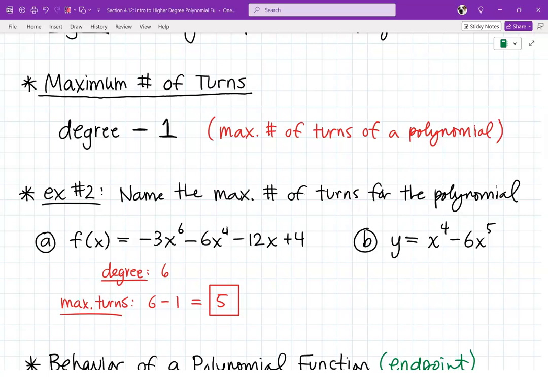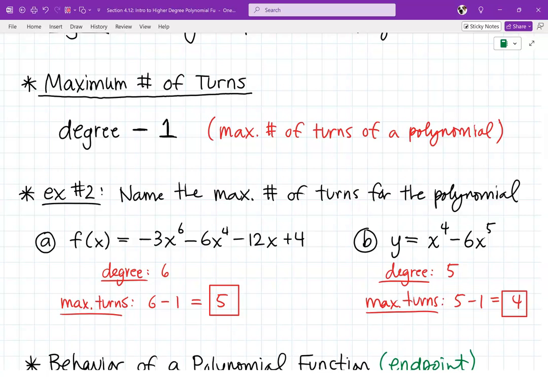Not hard. Like I said, I don't think the work is difficult. I just think the fact that you have to know so many definitions is what makes it difficult. Okay? Because then you got to be like, okay, what was the degree again? Let me look back and check. What about for part B? What's my degree? All right, so we got a 5. So the maximum number of turns is how many? It's 4. Yep. Max number of turns is going to be 5 minus 1. So that's 4.